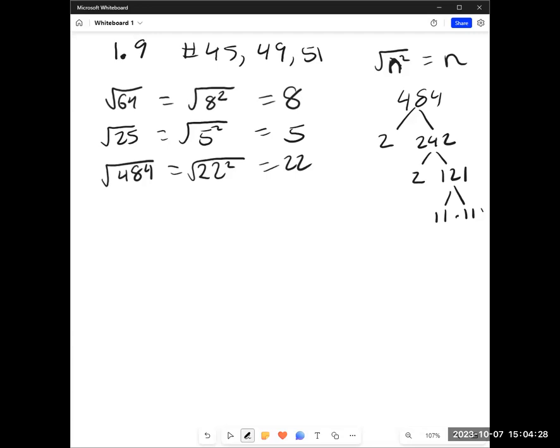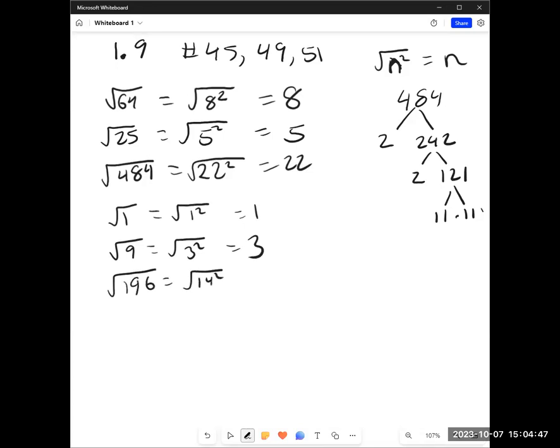All right. The square root of 1 is 1 squared, which is 1. Square root of 9 is the square root of 3 squared. That's 3. The square root of 196. That one I do have memorized: 14 squared, so it's 14. If we see 169, that's 13 squared, so it's 13.